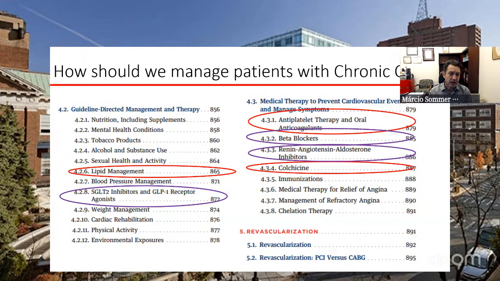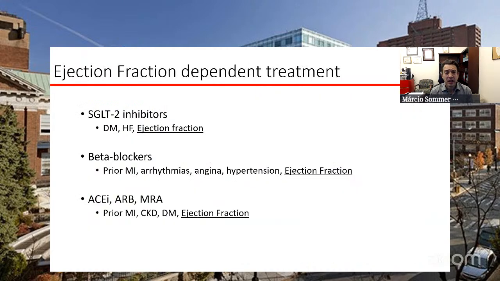So let's go by drug then. And let's start with some drugs that are essentially dependent on ejection fraction or other clinical information. So SGLT2s that are in the guidelines, you treat them or not, once you have CAD, doesn't matter even your risk or your anatomy or ischemia. It's diabetes, heart failure, and ejection fraction that define it. Beta blockers, prior events, also questionable recently, arrhythmias, angina, hypertension, and ejection fraction. ACE, ARBs, and MRA, same thing plus CKD.